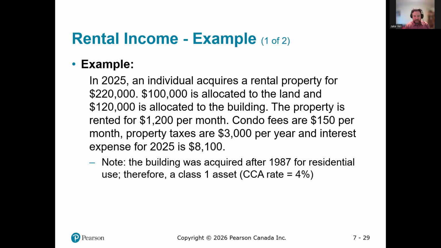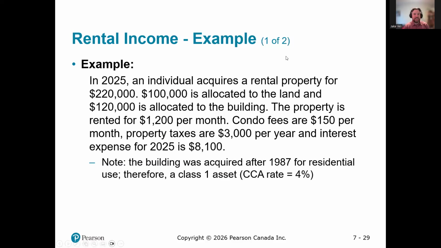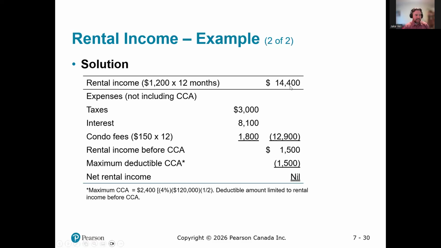Our building is worth $120,000. At a CCA rate of 4%, we could deduct up to $4,800. Our CCA calculation says that's how much CCA we can take. But our income is only $1,500. So we cannot claim more CCA than our rental income amount. So even though our calculation says we can claim 4,800, we're limited to the rental income.